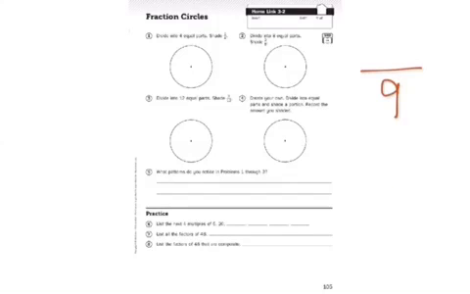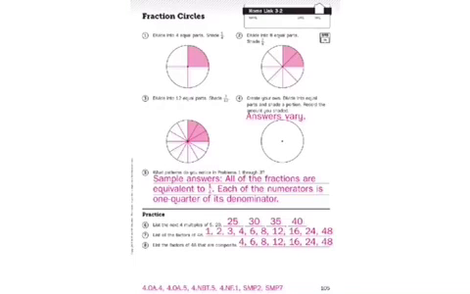And then you want to do the practice parts as well. When you have it all done, come on back and check those answers. And there you go. Out of 9. Make sure that's what you're doing.